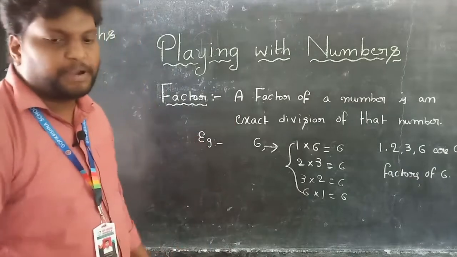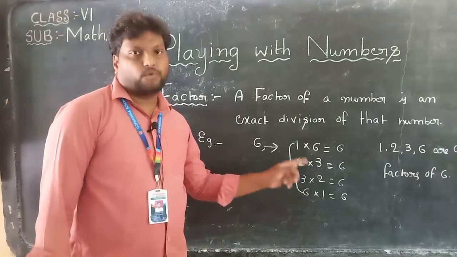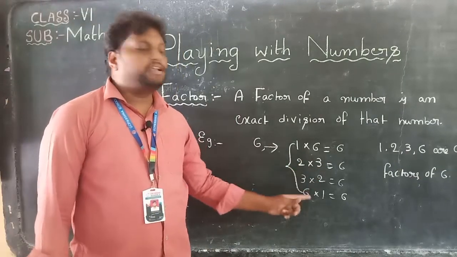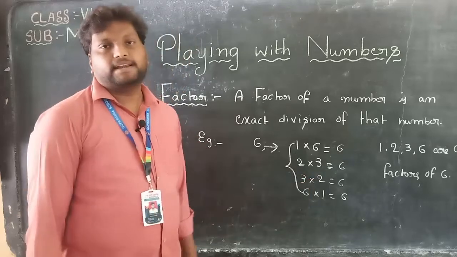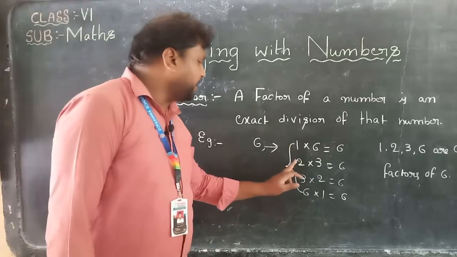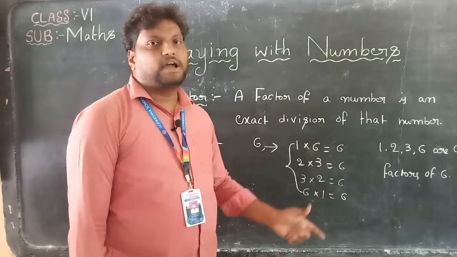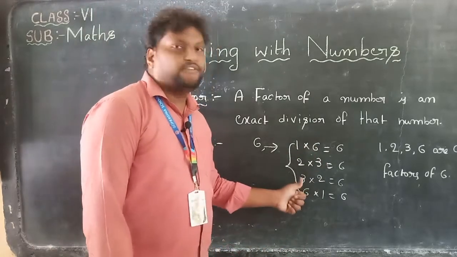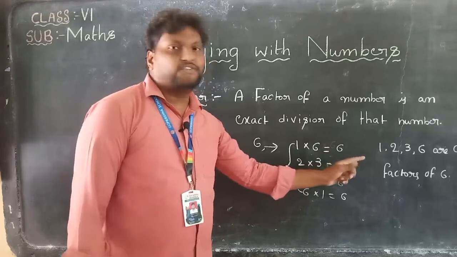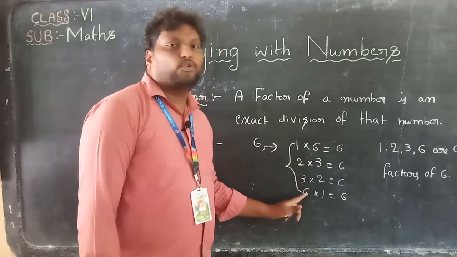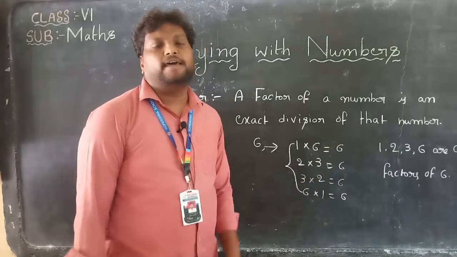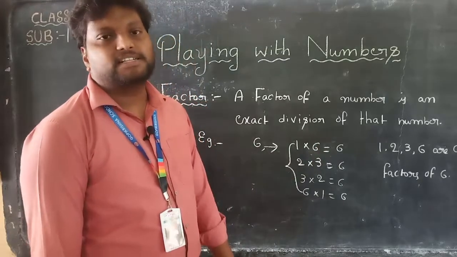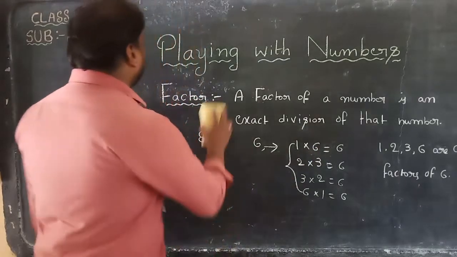See here, once again I repeat. Here we can write 6 as 1 into 6, 2 into 3, 3 into 2, 6 into 1. Like that, 1, 2, 3 and 6. Out of these 4 numbers, each and every number divides 6. That's why these 4 numbers are called factors of 6.